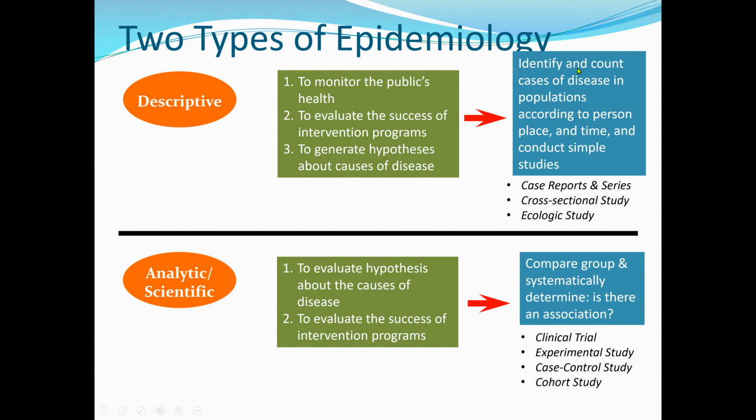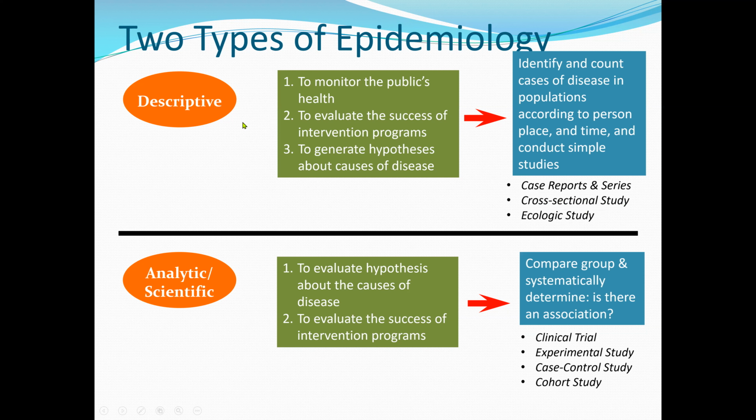So with descriptive, we identify and also count cases of disease in population according to person, place, and time. And we conduct simple studies. So with descriptive epidemiology, the study designs we may have are case report and series. This is a very simple study design, and we shall go through it. Also, the cross-sectional studies. Cross-sectional studies are also called prevalence studies.